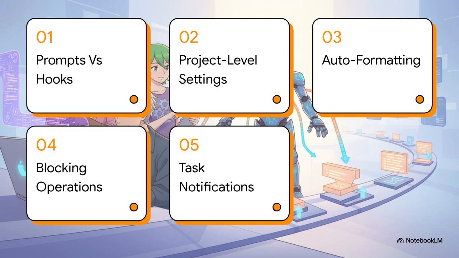So here's our roadmap for today. We're going to cover prompts versus deterministic hooks, configuring your project-level settings file, a step-by-step for auto-formatting, how to block dangerous code operations, and finally, automating task notifications.